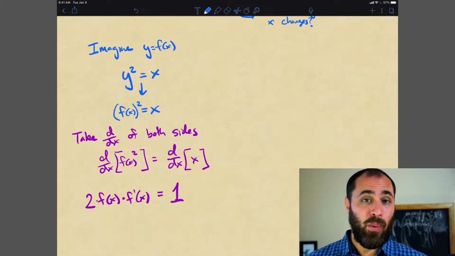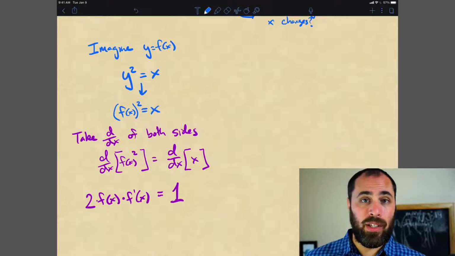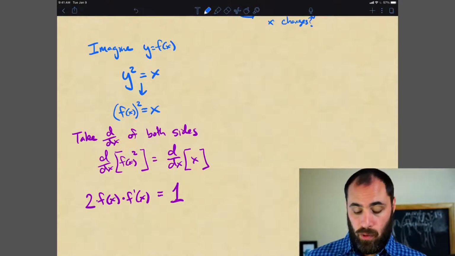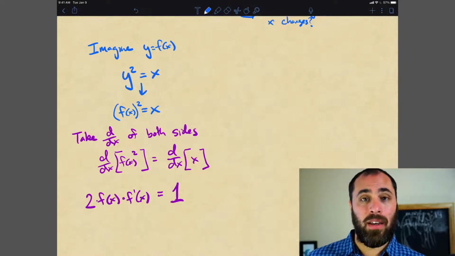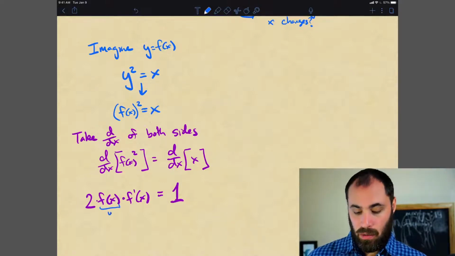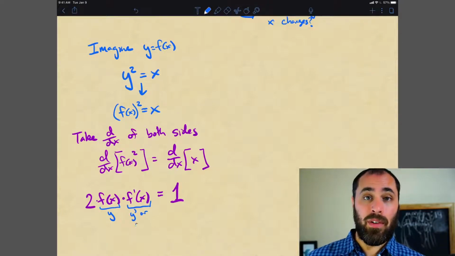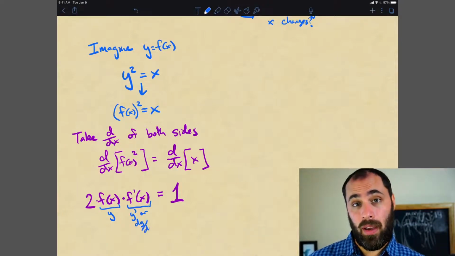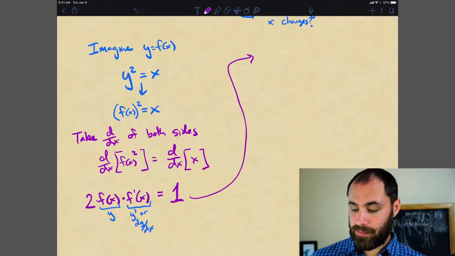But now remember, we introduced f into this situation. f was really just standing in for y, sort of like a stunt double. So now that we're done with all the calculus, all the differentiation, let's let the original actor or actress come back in. We'll replace f with y. f prime, well, that's the derivative of f, or the derivative of y. We can write y prime, or we can write dy/dx.